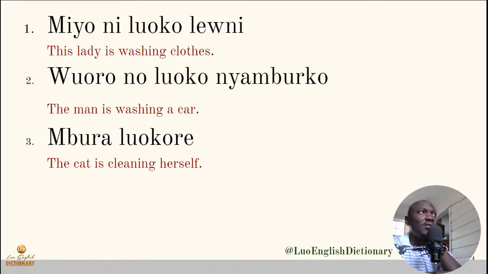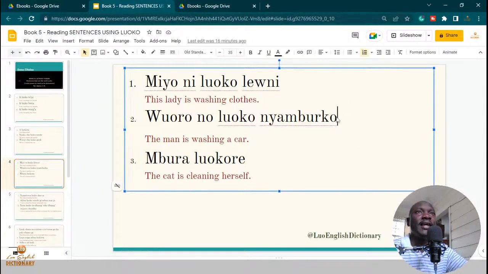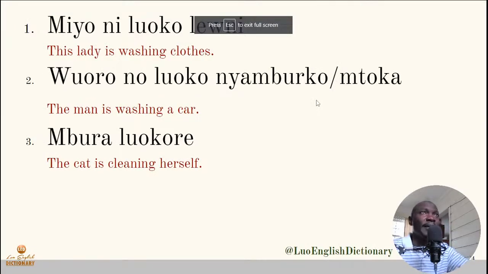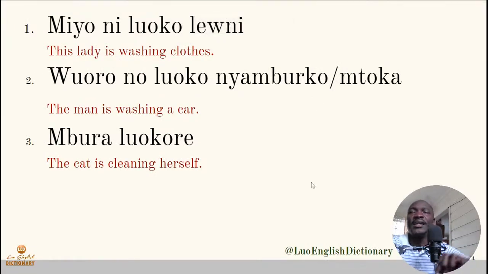Wuoro no luoko nyamburko. This is very rare. We now just talk of mtoka. Okay? Wuoro no luoko nyamburko. The man is washing a car. But nowadays we just say mtoka. Luoko mtoka. Okay? So if you just say mtoka, they will say, okay, that's fine. Wuoro no luoko mtoka. The man is washing a car. That's fine.